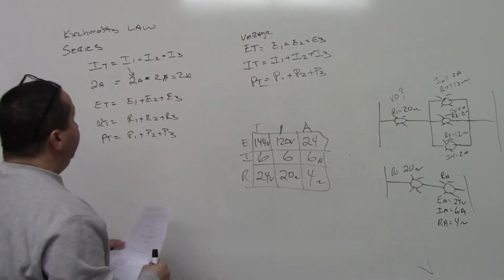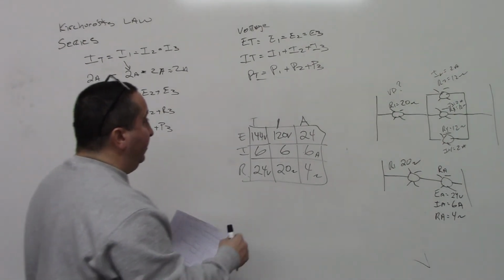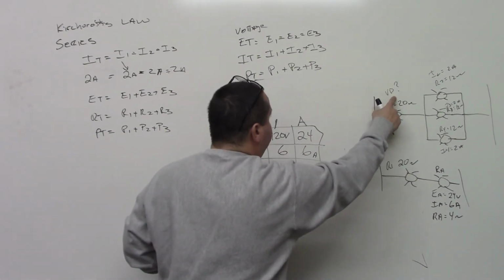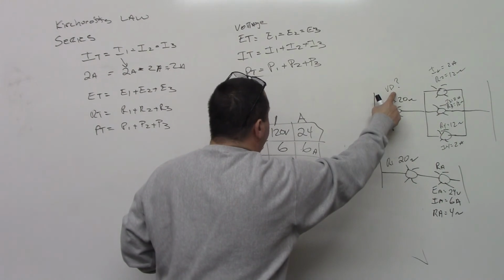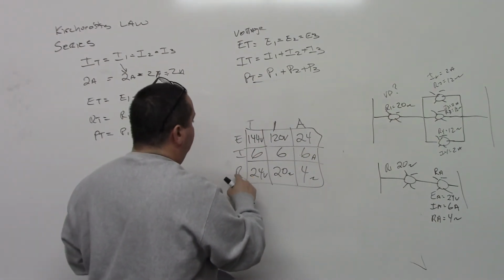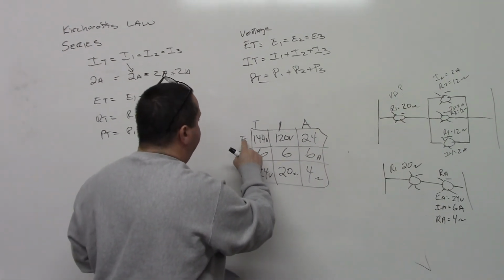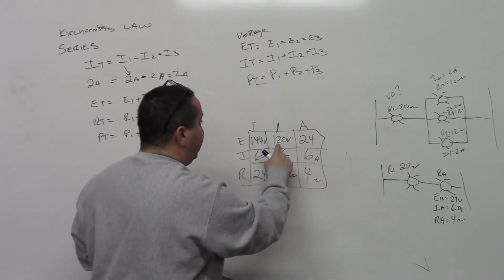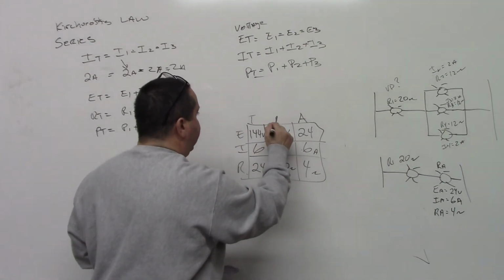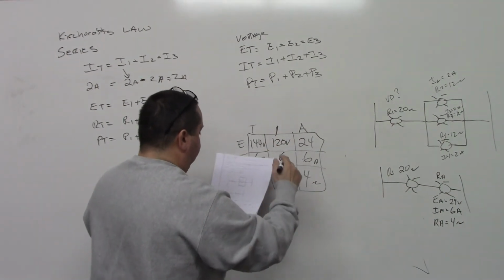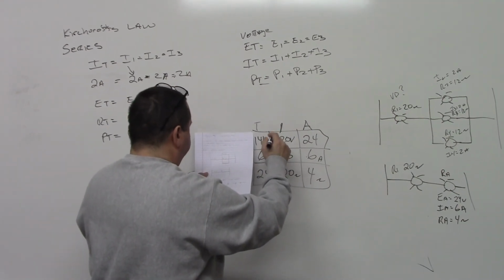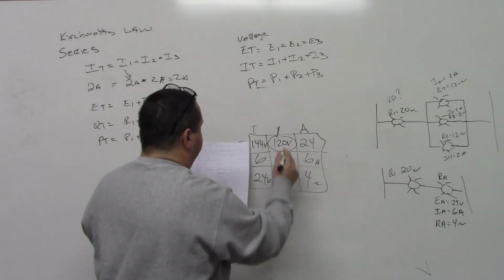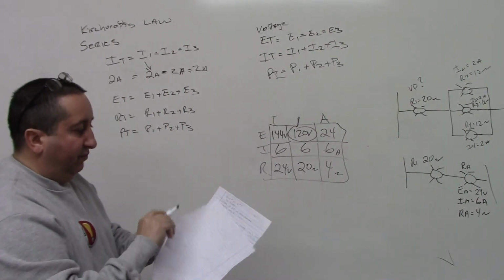So the question for this one, we want to know the voltage drop, or the voltage in resistor number 1. So if you look, the answer has to be 120 volts. And that would be the answer for this.